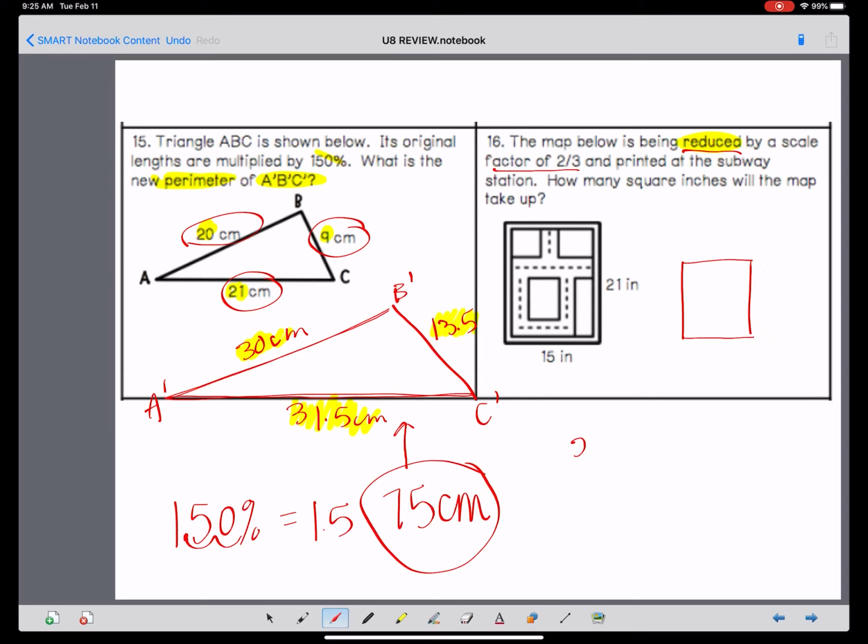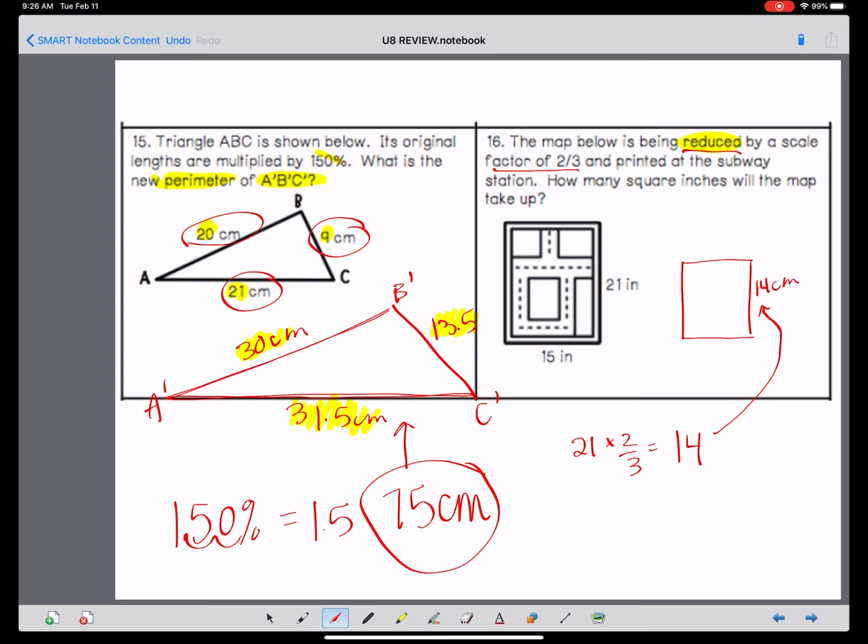Okay, so let's try this. 21 times 2/3, and let's see what we get. 21 times 2/3, and when you go to type 2/3 in your calculator, you just say 2ABC3. Looks like I got 14. So this side length right here is 14 centimeters.